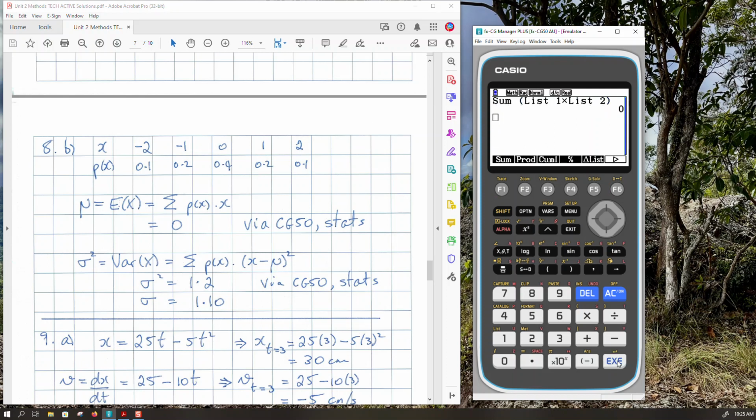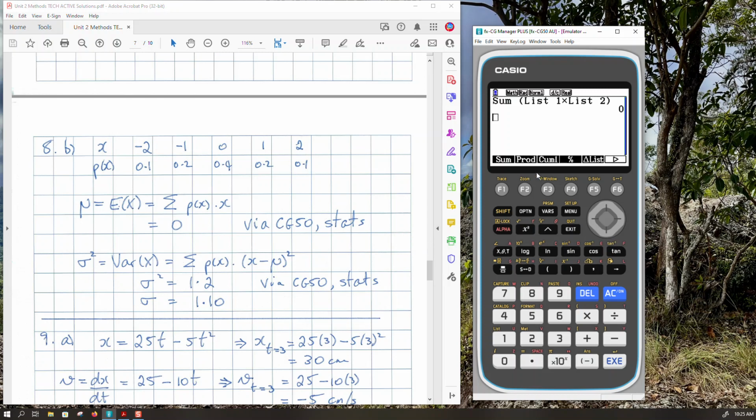And I press enter and it adds them all up, and unsurprisingly they added up to give 0 because this is a symmetrical distribution. The probabilities are both 0.1 at the extreme, 0.2 the next ones, and 0.4 in the middle. So the mean will be right in the middle of the list. That's nice. Now let's do the variance.